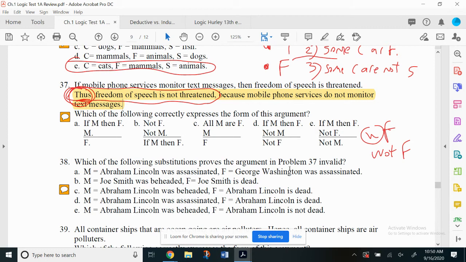And guess what? You don't even have to know how to map out this premise or this premise, because we already know we've got it. We already know that this is mapped out this way: if M, then F, not M. Go back and look, because we've nailed down the conclusion. And it was easy because there's no other answer that gives you a not F. So, okay, the hard part's done.